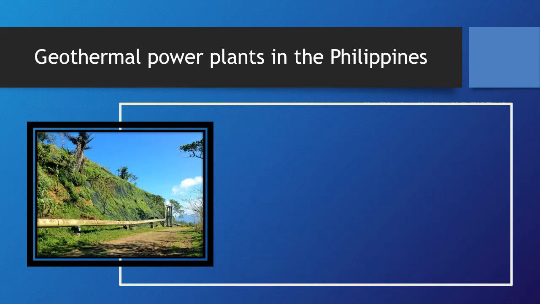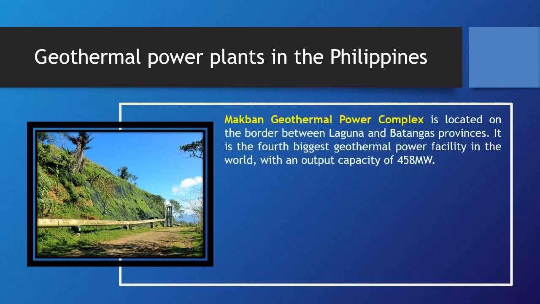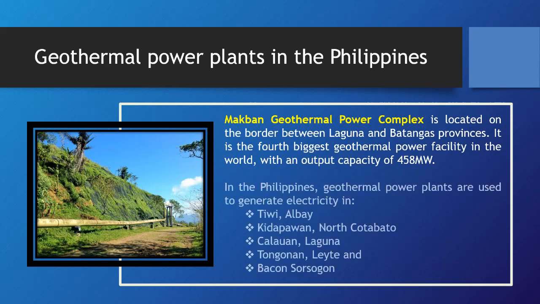Now, we have different examples of geothermal power plants in the Philippines. In our local area, we have the Makban Geothermal Power Complex. It is located on the border between Laguna and Batangas provinces. It is the fourth biggest geothermal power facility in the world, with an output capacity of 458 megawatts. In addition, in the Philippines, geothermal power plants are used to generate electricity. For example, we have geothermal power plants in Tiwi, Albay; Kidapawan, North Cotabato; Calauan, Laguna; Tongonan, Leyte; and Bacon, Sorsogon.